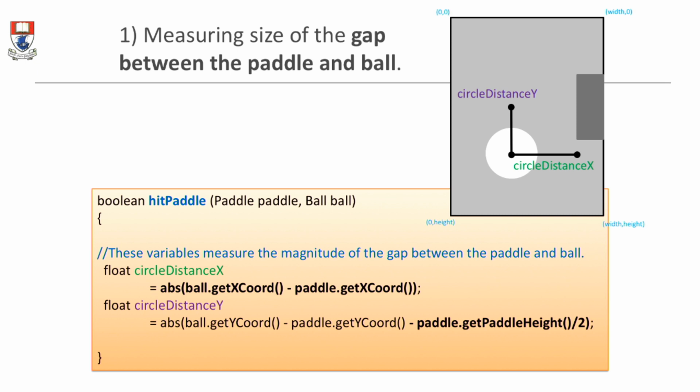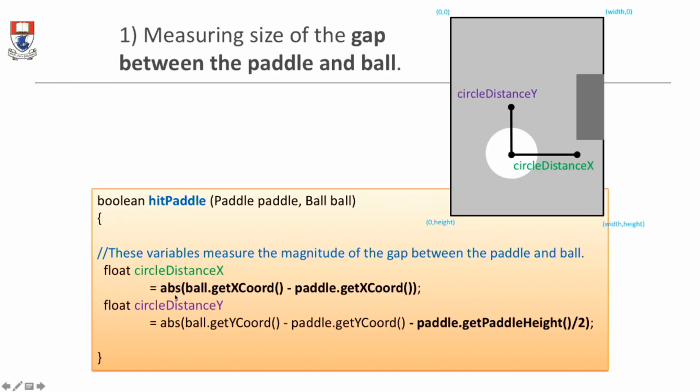So let's take a look at hitPaddle. Measure the size of the gap between the paddle and the ball. So we're calculating the circleDistanceX. The circleDistanceX is described as abs, which stands for absolute. The absolute value just means ignore the sign. So we have the absolute value of ball.getXCoordinate minus paddle.xCoordinate. So you're subtracting the X coordinates from both, and getting the absolute value of that.